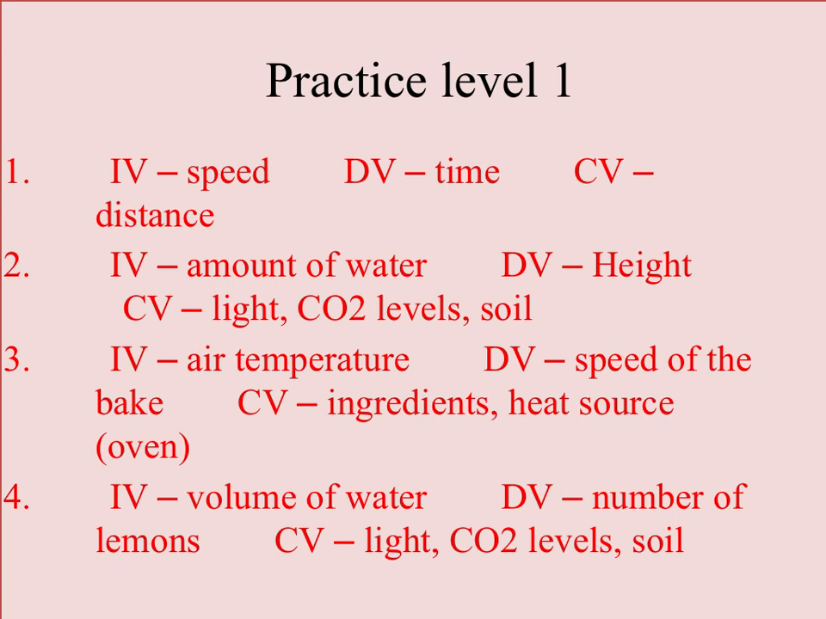And then number 4, what were we changing? The volume of water. What were we measuring? The number of lemons. And then what were we keeping the same? The light, CO2 levels, and again, the soil. So anything to do with plants, think about photosynthesis and what you need to keep the same.